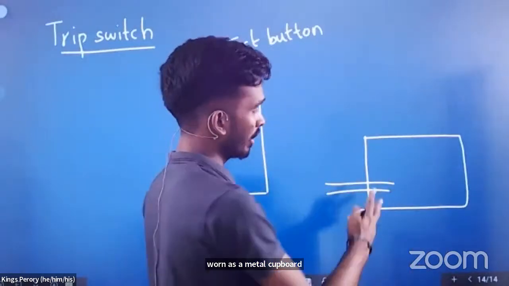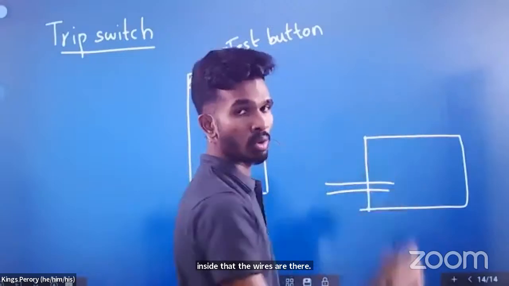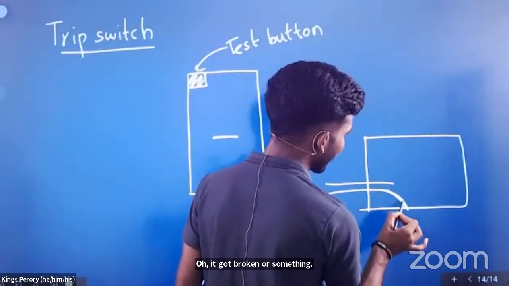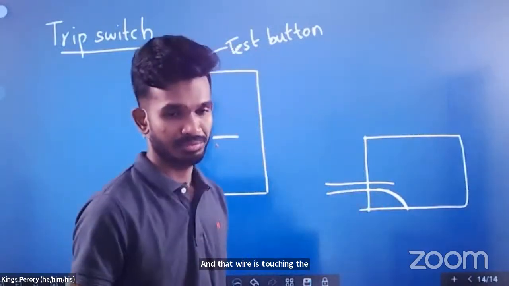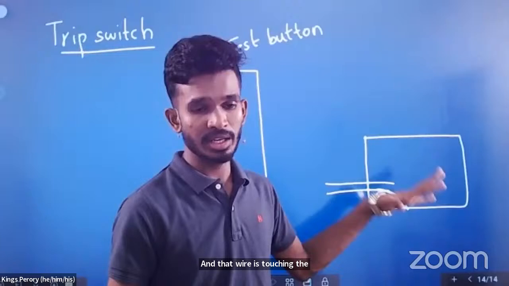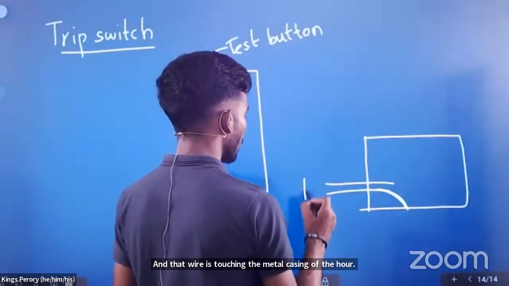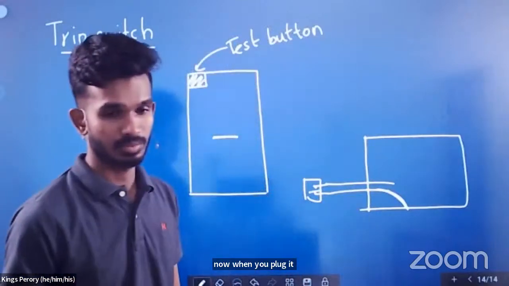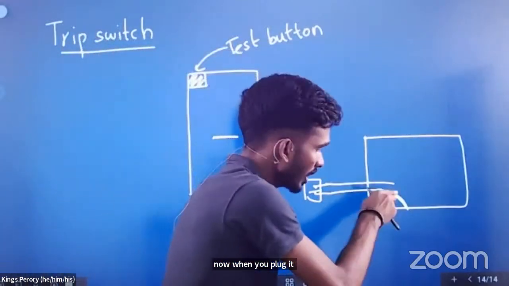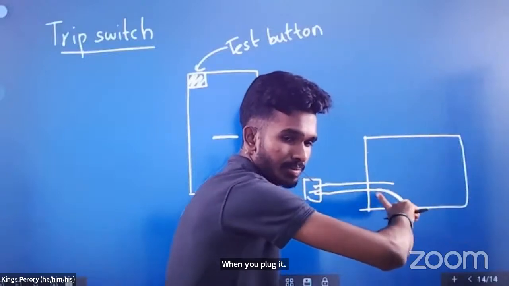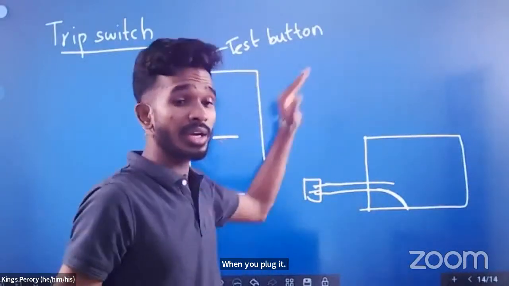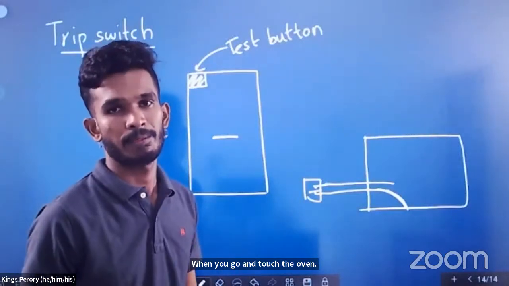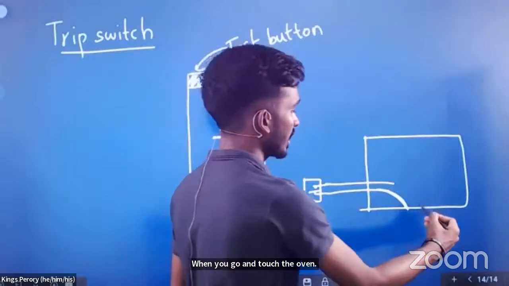Let's say one of the wires got cut or broken, and that wire is touching the metal casing of the oven. Now when you plug it in, current can pass through the metal casing. When you go and touch the oven, what will happen? You get shocked. Why? Here current is getting leaked.